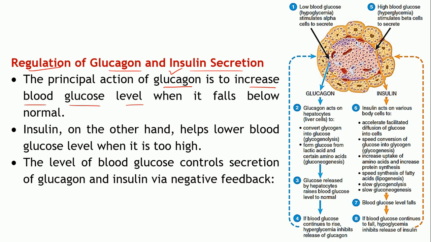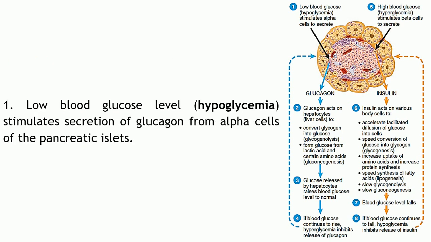And what is the function of insulin? It helps to lower the blood glucose level when it is too high. So if the blood glucose level goes above normal, insulin helps in lowering it. So what do you think could be the main regulator of these two hormones? Of course, it is the levels of blood glucose which will control the release of both these hormones, right? Okay, so let us see how exactly these blood glucose levels are altered by these two hormones.